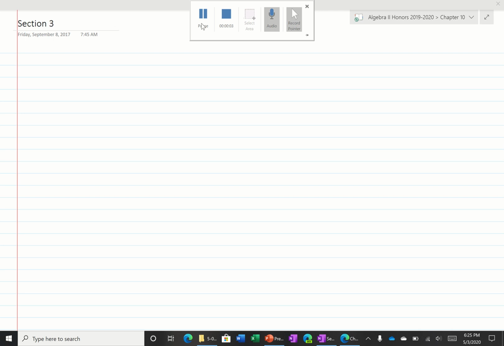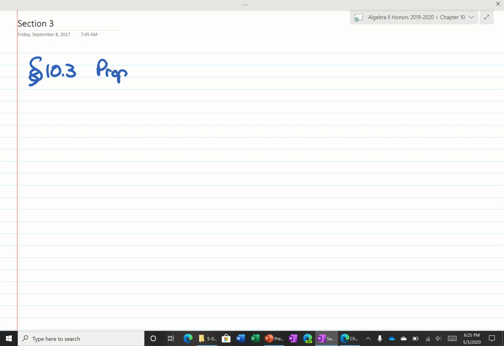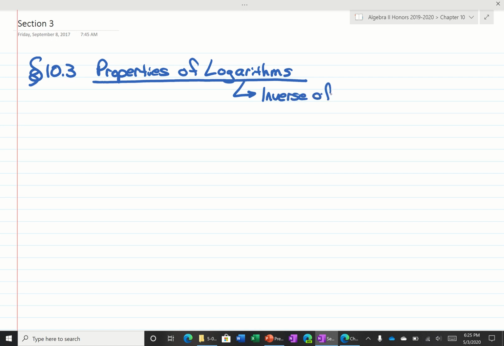All right, so today we're going to be talking about properties of logarithms. This is section 10.3. So just as a reminder, logarithms are the inverse of exponential functions.